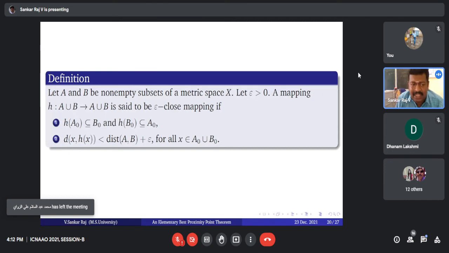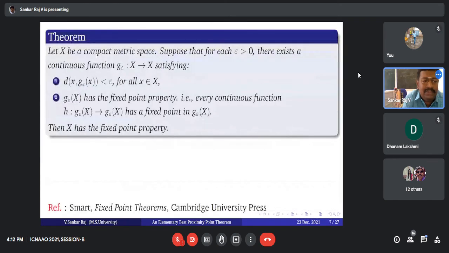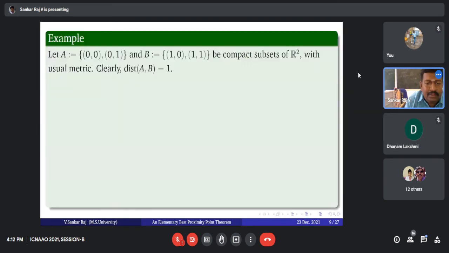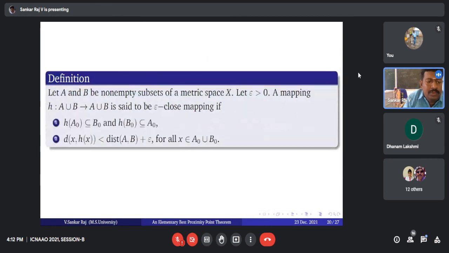And the other condition is that the distance between X and H of X is strictly less than the distance between A and B plus epsilon, for all X belonging to A union B. If you take A equal to B, then this function is nothing but the map which we were given here. If A equal to B, then H is nothing but the function which satisfies the G epsilon condition. Okay, so we can see some examples of epsilon closed maps.